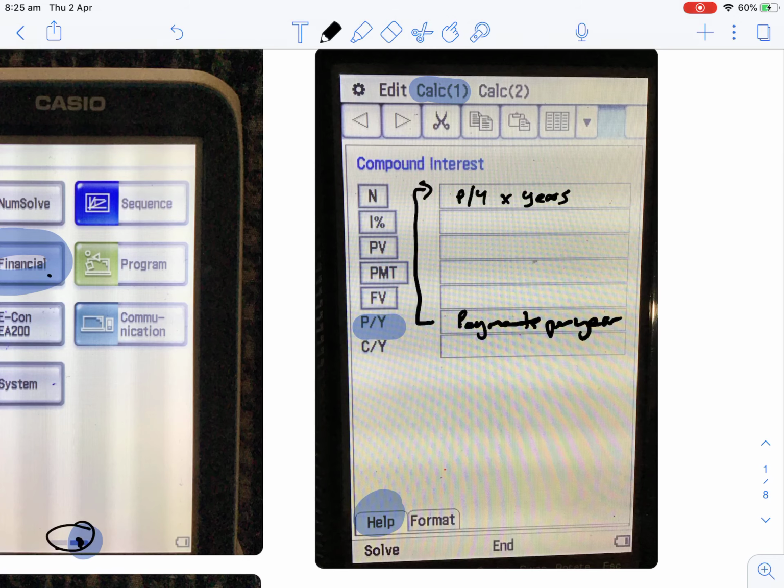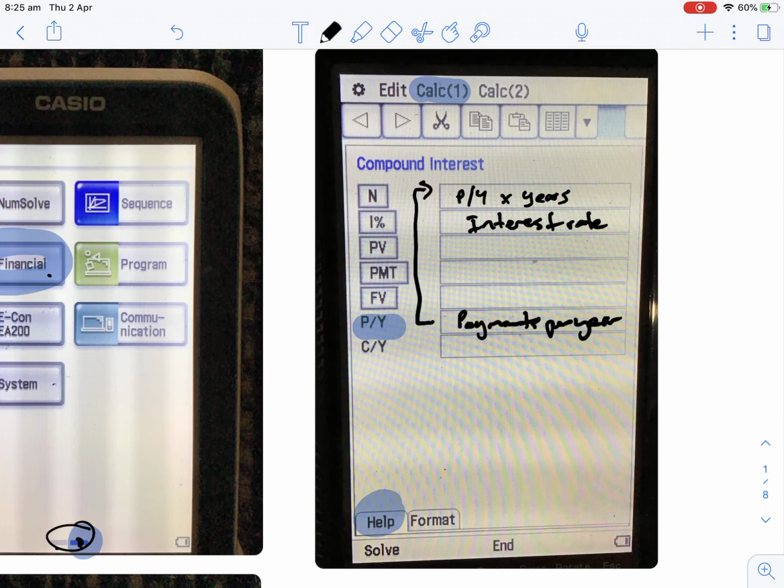I is nice and logical, that's just your interest rate. In every other maths thing that you do, you generally have to divide that interest rate by 100 and put it into a decimal form. In this app, you don't. You just put it in exactly as you see it. So if my interest rate was 4.2%, I would just type in a 4.2.